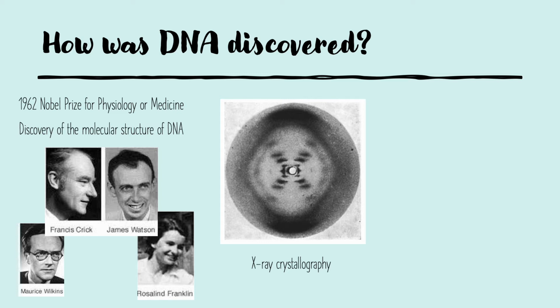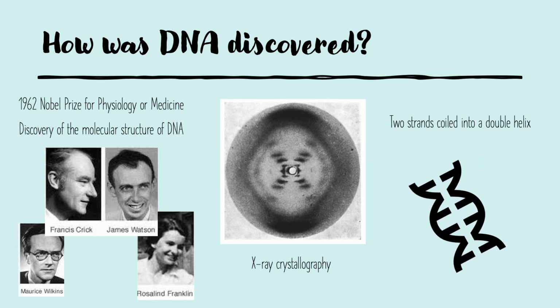They used this X-ray information to suggest the double helix structure of DNA, 2 strands of DNA coiled together to form a double helix. This actually has very specific characteristics. Go and hop onto Google and see if you can find out what these are.